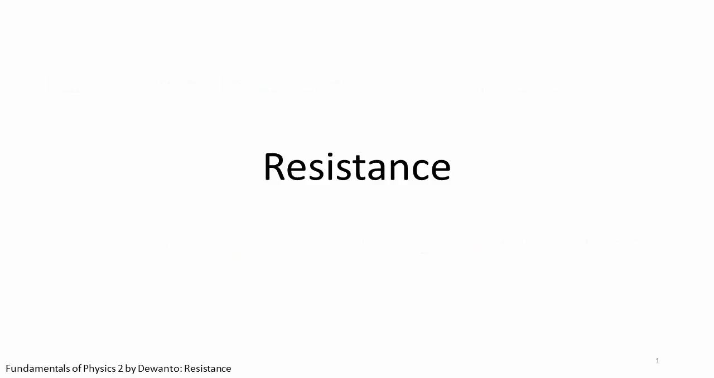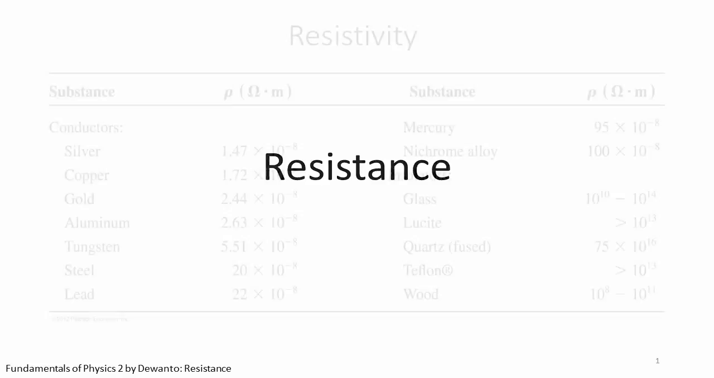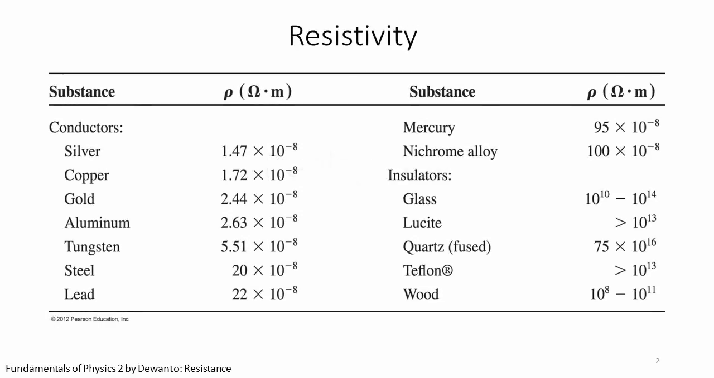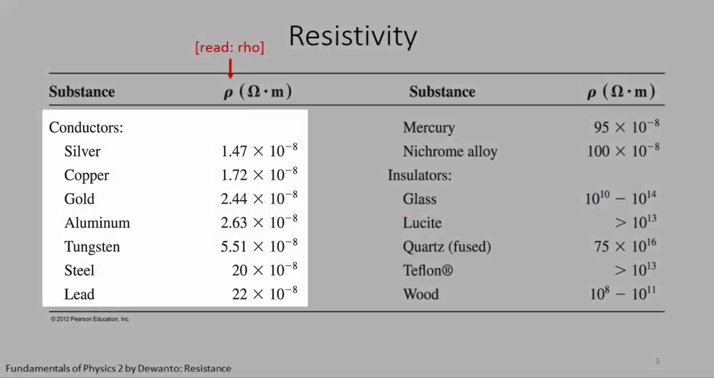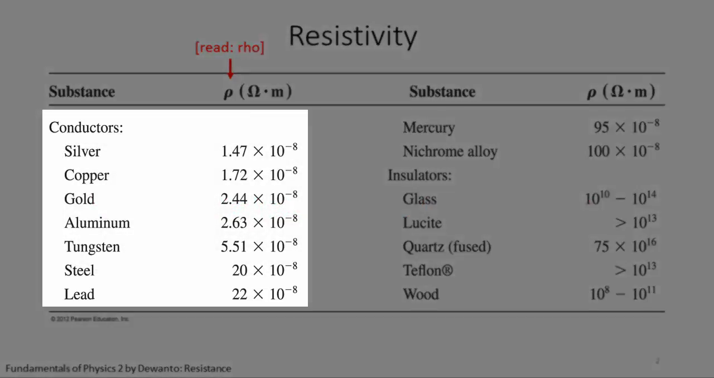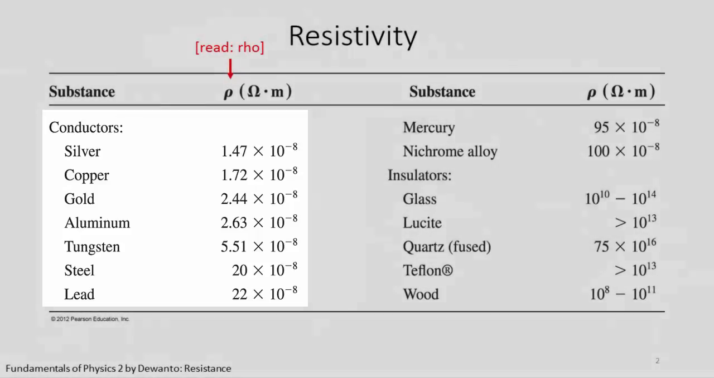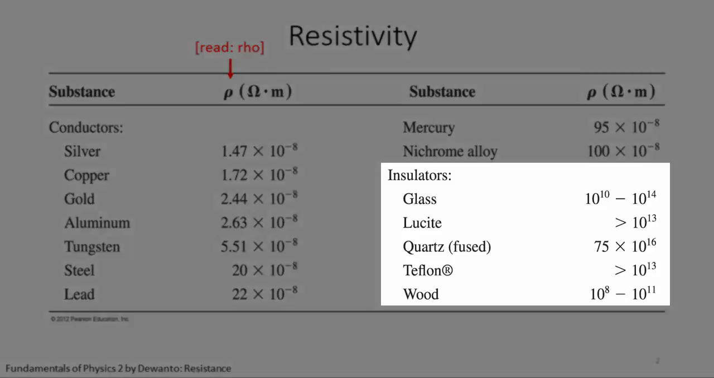Well, there is actually a quantity that measures the conductivity or resistivity of a material objectively. That quantity is called resistivity. It is denoted by the Greek alphabet rho. The higher this rho value is, the more resistive the material is. So as you can see, we do expect to see metals such as silver, copper, and aluminium among the conductors. They have relatively low resistivity, which means they are good conductors. On the other end of the spectrum, we see materials such as glass or wood being good insulators, as indicated by the high resistivity value.